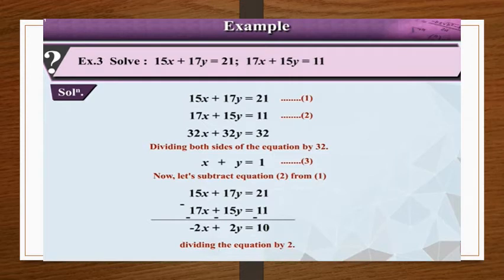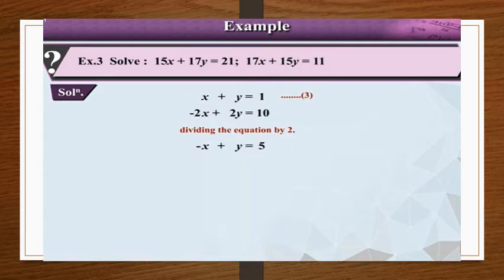Now we have 2 common in all three terms, isn't it? So dividing the entire equation by 2, we will get minus x plus y is equal to 5. Let us number that as equation number 4. So after adding, the new equation which we have got, we are going to number it as equation number 3. And after subtracting, we have got the fourth equation. So we'll number this as equation number 4.